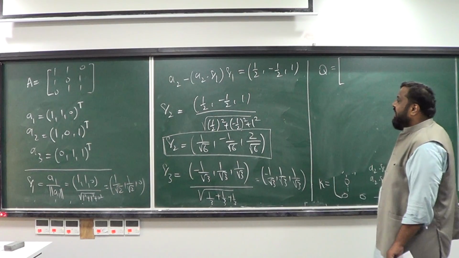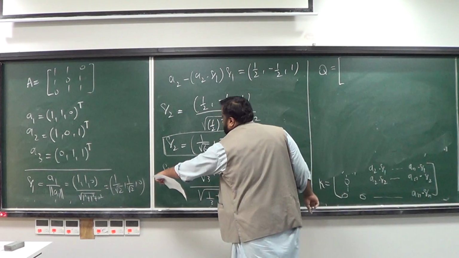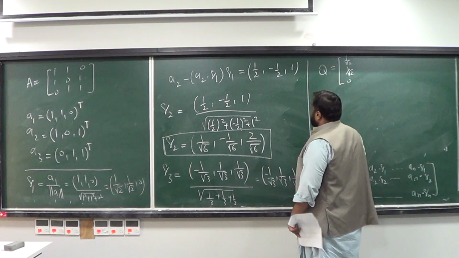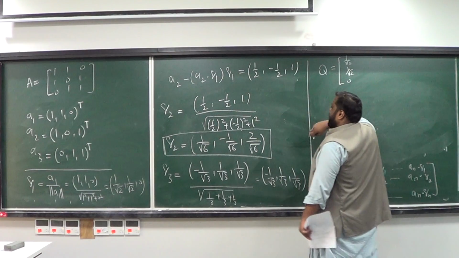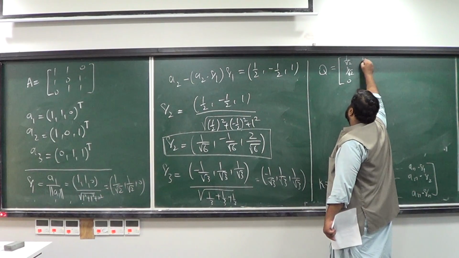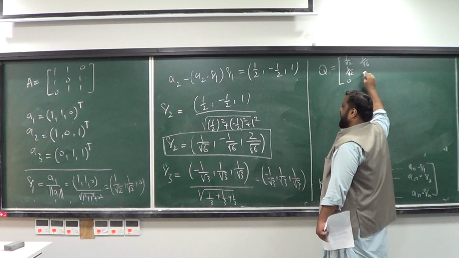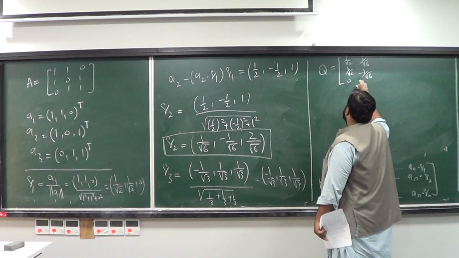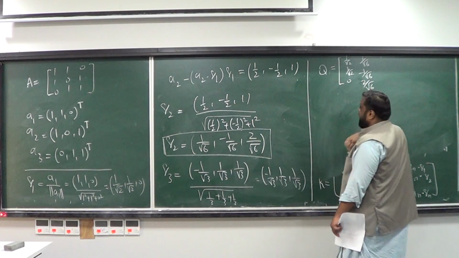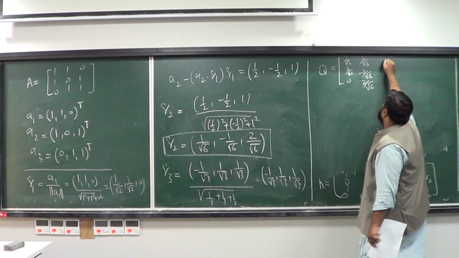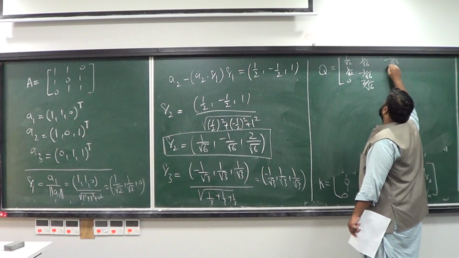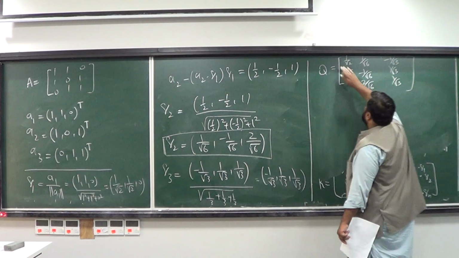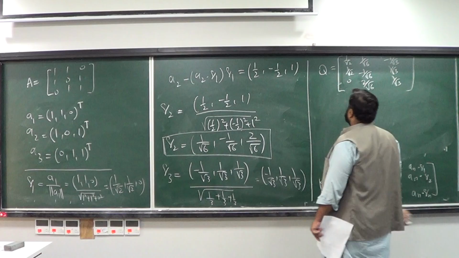So the Q1 is really 1 over the square root of 2, 1 over the square root of 2, 0. Put it as a column. So the Q2 is 1 over the square root of 6, minus 1 over the square root of 6, and 2 over the square root of 6. And the third column is going to be negative 1 over the square root of 3, 1 over the square root of 3, and 1 over the square root of 3. So this really is your matrix Q.